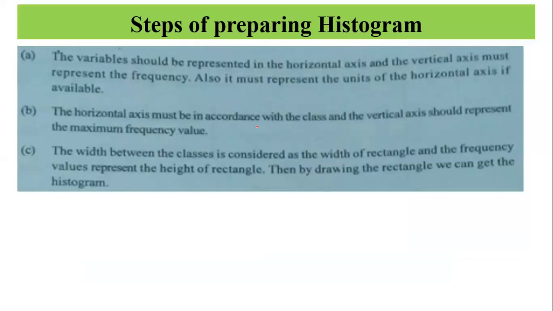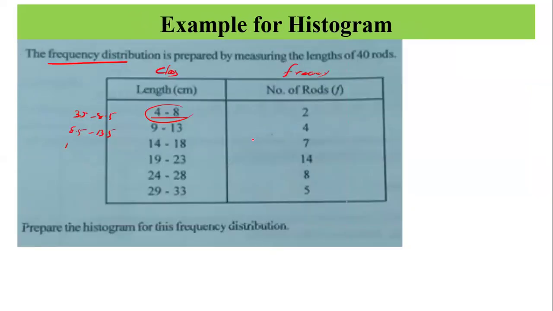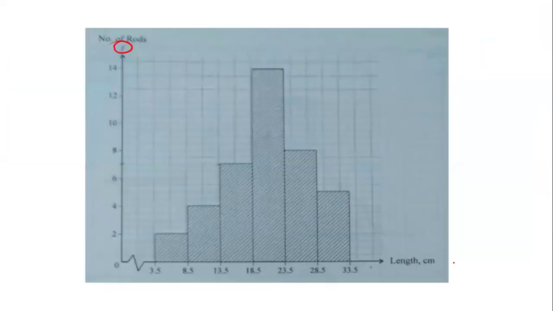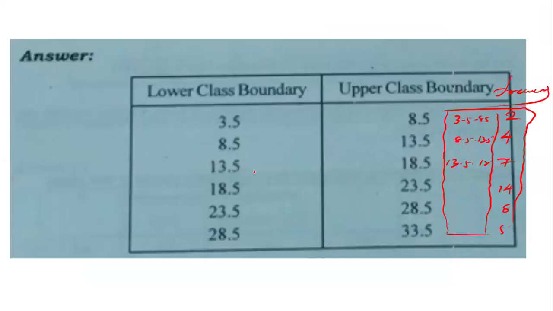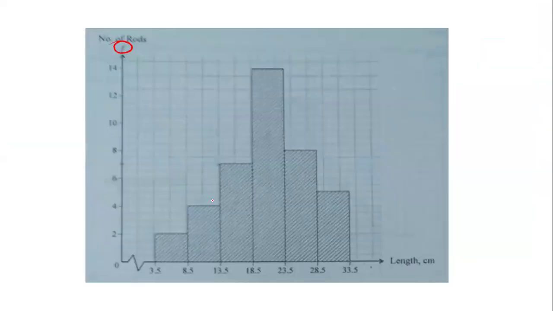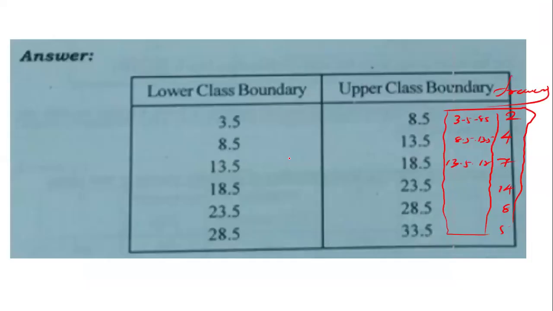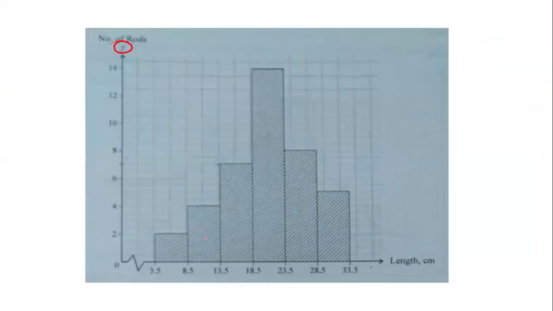The horizontal axis must be in accordance with the classes. But you should know that when identifying the values on the x side, definitely we have to consider class boundaries. 3.5 to 8.5, 8.5 to 13.5.